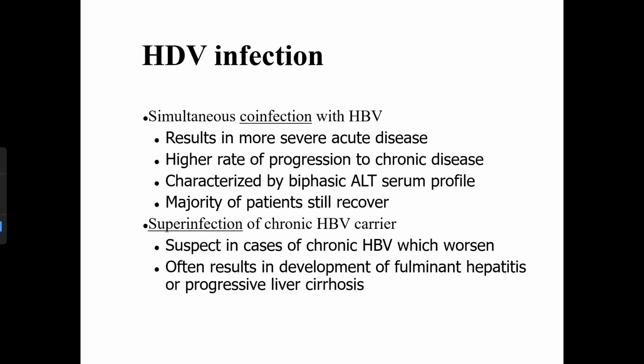Simultaneous co-infection with HBV results in more severe acute disease, a higher rate of progression to chronic disease, and is characterized by a biphasic ALT serum profile. The majority of patients still recover. Superinfection of a chronic HBV carrier is suspected in cases of chronic HBV which worsen, and often results in the development of fulminant hepatitis or progressive liver cirrhosis. To draw attention to fulminant hepatitis, that is extremely fast progression to liver cirrhosis. So a patient that gets infected will likely need a liver transplant immediately.